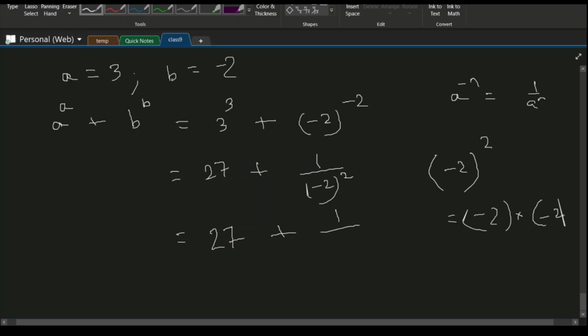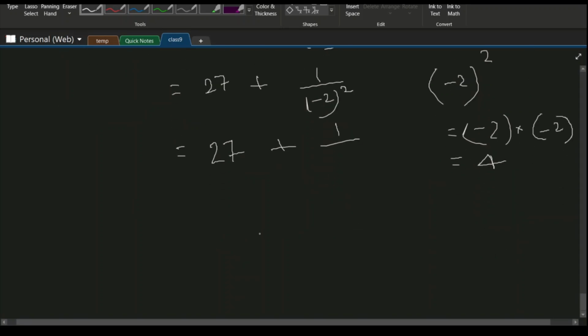-2. Okay. So what do we get here? -2 times -2. What will it become? This should be 4, right? So minus multiplied with itself twice, so this should be 4. So do we understand this? This should be clear to everyone, right? And then this you can take the LCM and add.